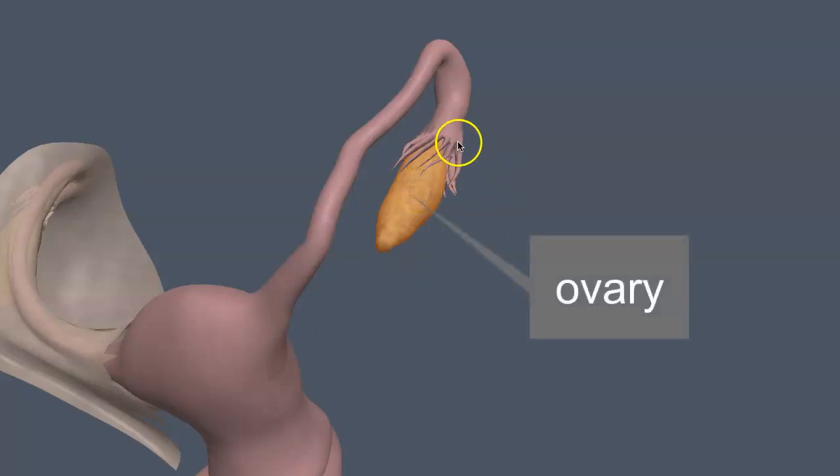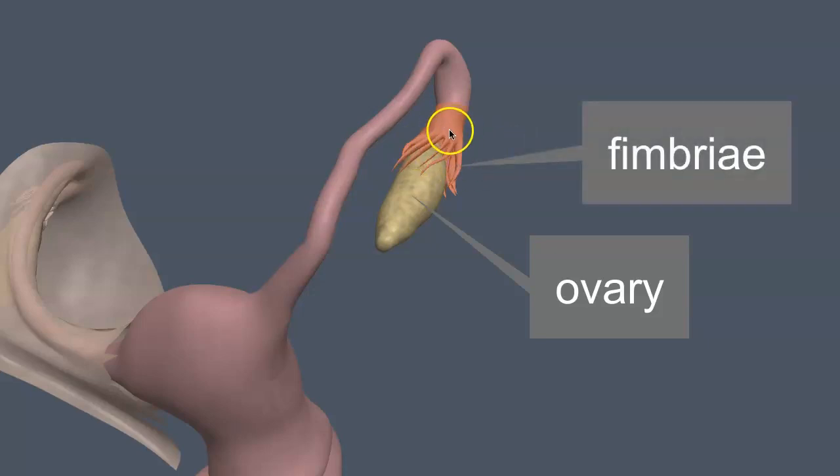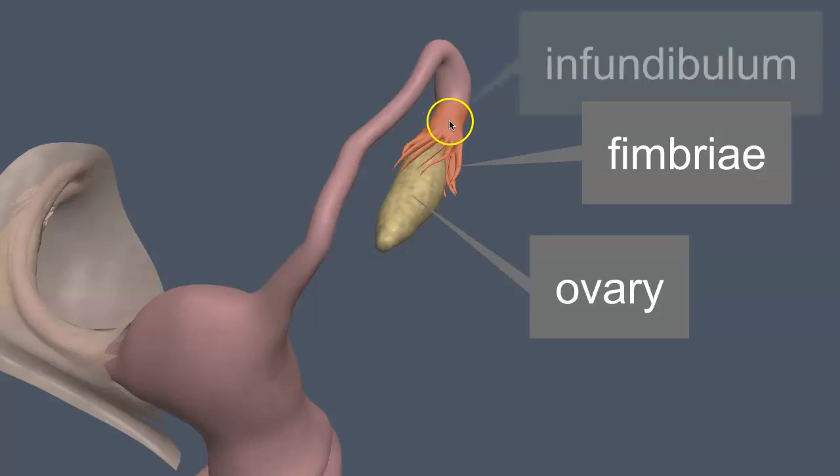This is the ovary, and the part of the uterine tube that contacts the ovary is known as fimbriae. The opening of the uterine tube is called the infundibulum. And so the fimbriae extend from the infundibulum.